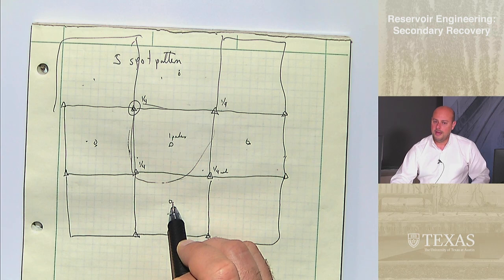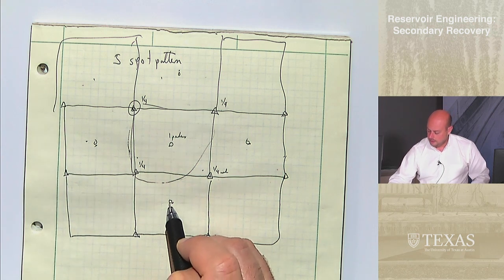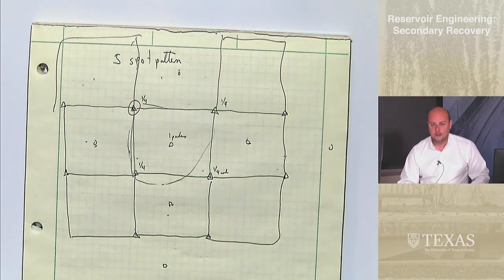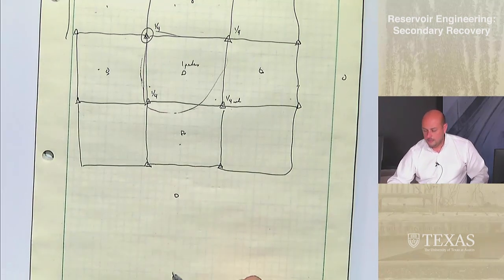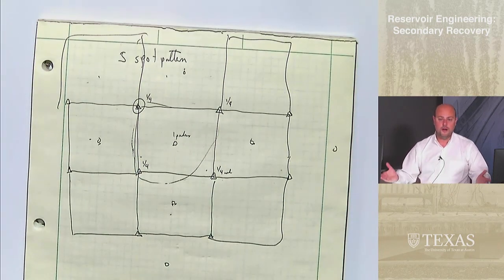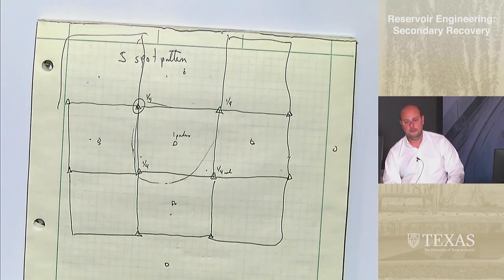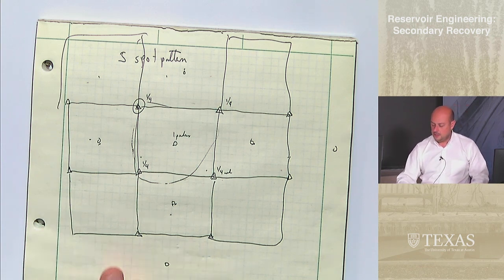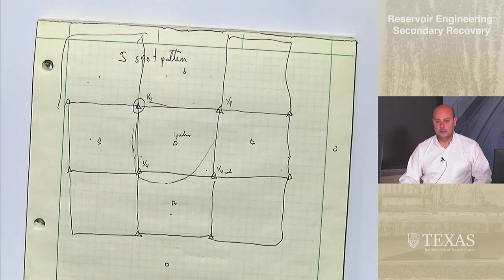And if you really want to be accurate about it, this well needs an image well over here. This well needs an image well over here, etc. Oh, and then this well would need an image well somewhere else. You could go on forever. It could be an infinite number of image wells. That would be to be completely accurate. The truth is that you don't really need that much in order to be close to being accurate.